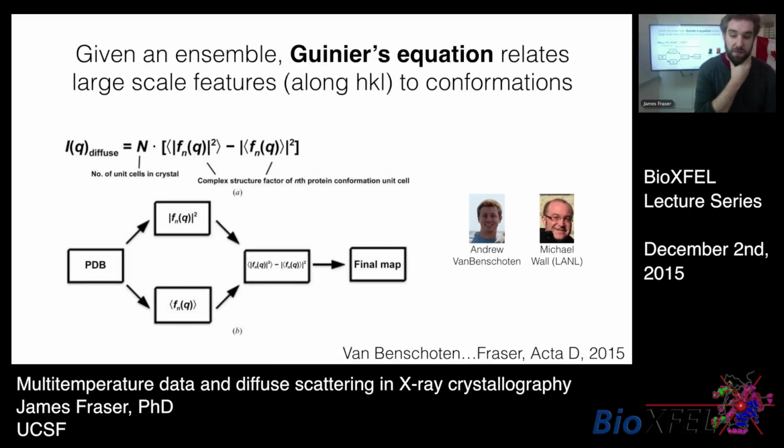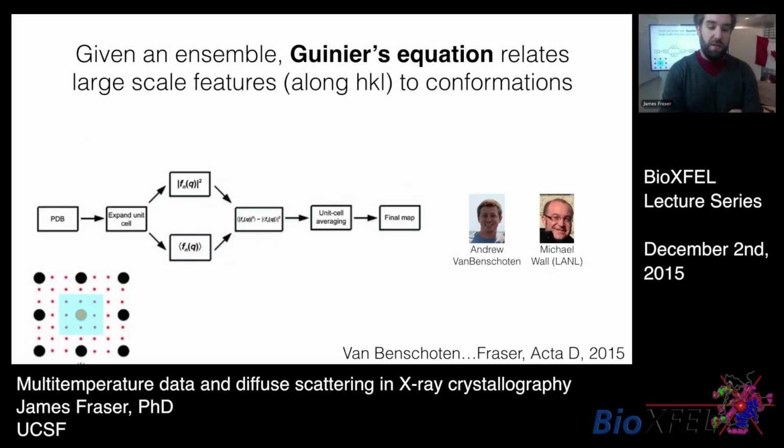So Andrew Bandenskoden and in my lab and Mike Wall, our collaborator at Los Alamos, have been interested in testing different models of correlated motion and comparing them to diffuse scattering. This can be done either with an explicit model of the covariance of all atoms in the unit cell, or using this trick called Guinier's equation, basically treating individual conformations as different unit cells. And so we've written some software within Phoenix to automate this procedure.